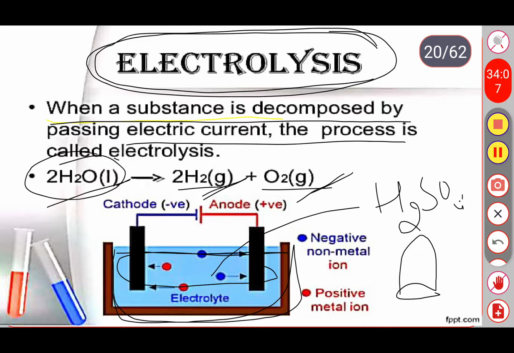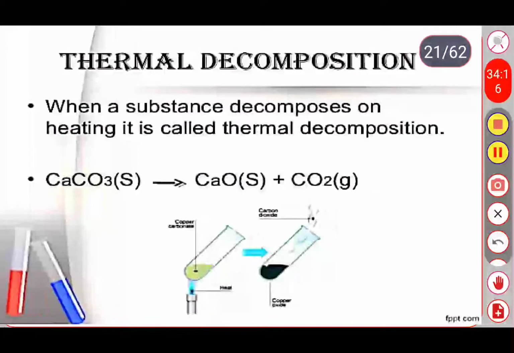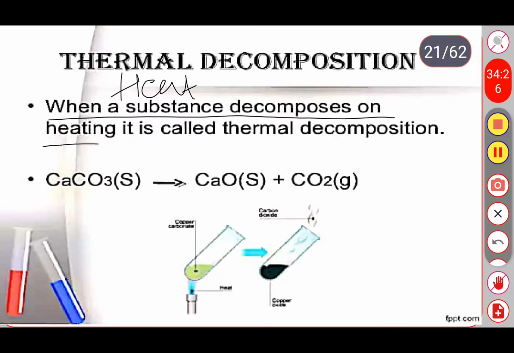This is thermal decomposition. So thermal means what? Heat. Thermal means heat. So when a substance decomposes on heating, it is called thermal decomposition. When any substance breaks down into simpler compounds in presence of heat, that type of reaction we call thermal decomposition.